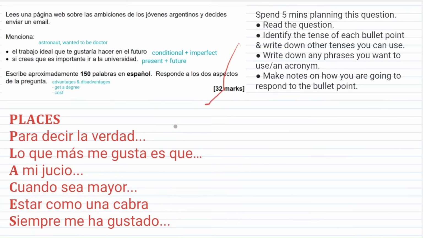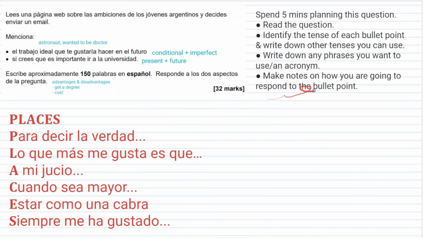For this question, the acronym I will use is PLACES. So para decir la verdad, lo que más me gusta es que, a mi juicio, cuando sea mayor, está como una cabra, and siempre me ha gustado. Again, for your exam, feel free to use the same acronyms that I've used, or make up your own, and make some short notes on how you're going to answer the question.